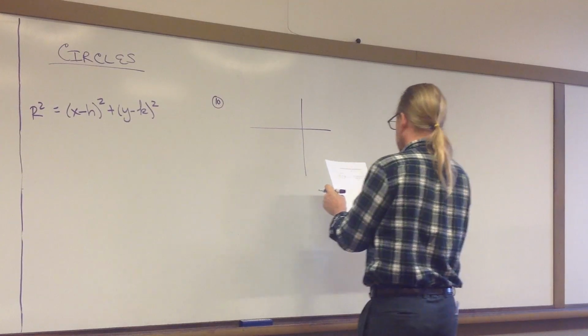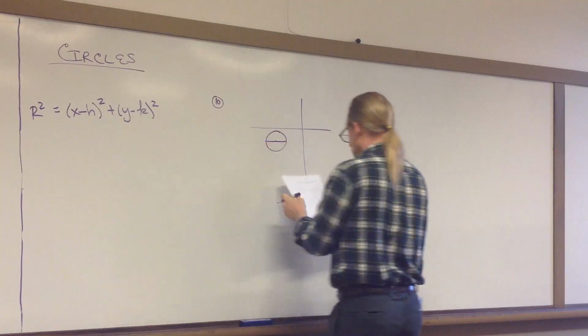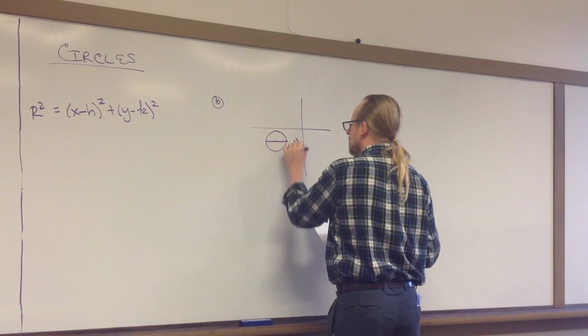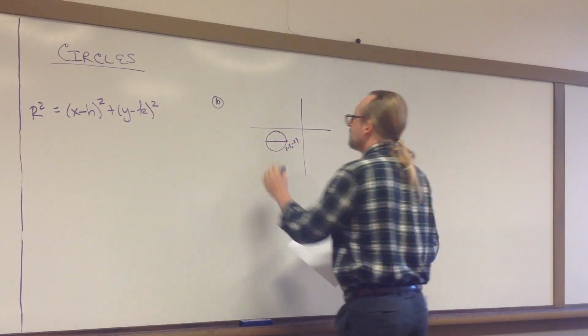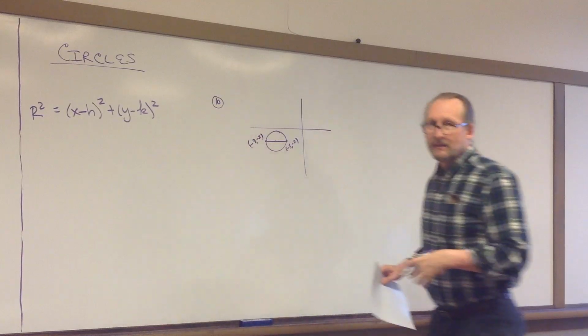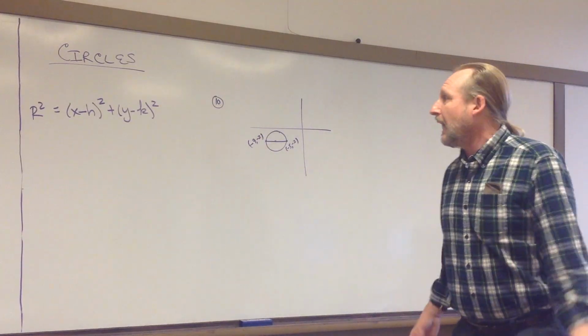So what do we have here? We've got a little circle right about there. (-5, -2) is here, and (-9, -2) is over there. Okay, so again, the center of the circle has got to be halfway between them.